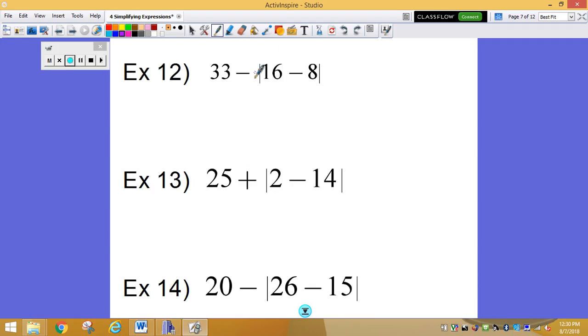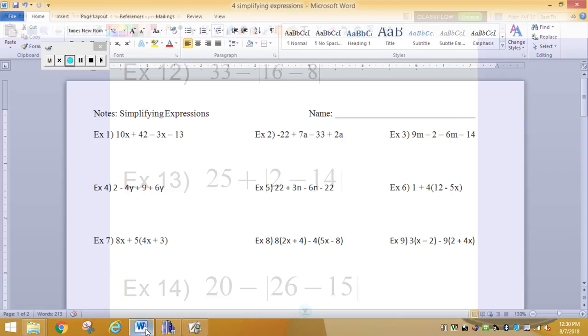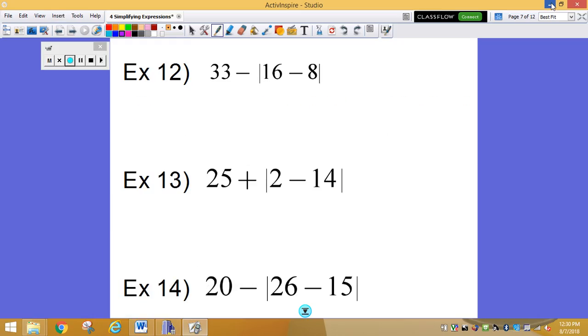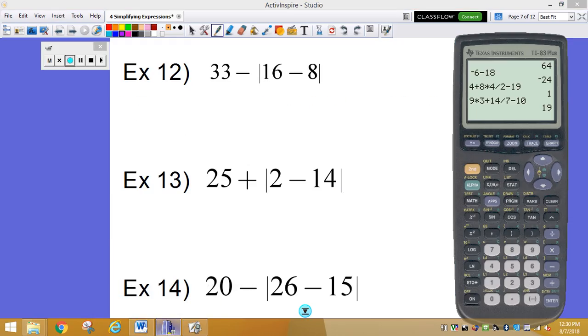Okay, this next one, these lines, they mean absolute value. Absolute value is always a positive number. And I'm going to show you your calculator will do absolute value. So here we go. I'm going to type this in. 33 minus. To get to absolute value, here's what you're going to press. So grab your calculator and do this with me.